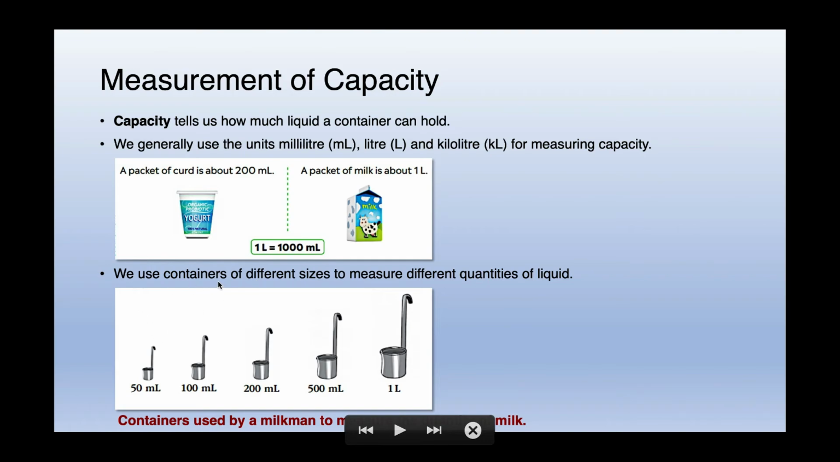Now, we use containers of different sizes to measure different quantities of liquid. So over here in this picture, we have containers used by a milkman to measure the quantity of milk. So this is a 1 liter container. Then the capacity of this container is 500 milliliters. Then this is a 200 milliliter container. Then over here, this container's capacity is 100 milliliters. And over here we have a 50 ml container. Its capacity is 50 milliliters.